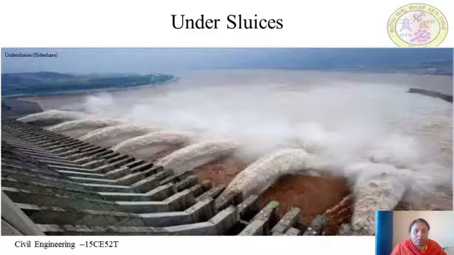So the muddy water flows towards the downstream through the scouring sluices. The gates are then closed, and during the period of flood, the gates are generally kept open.